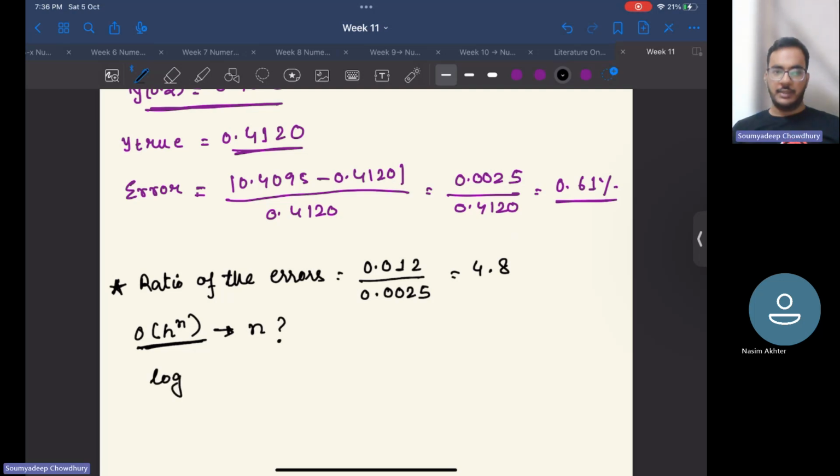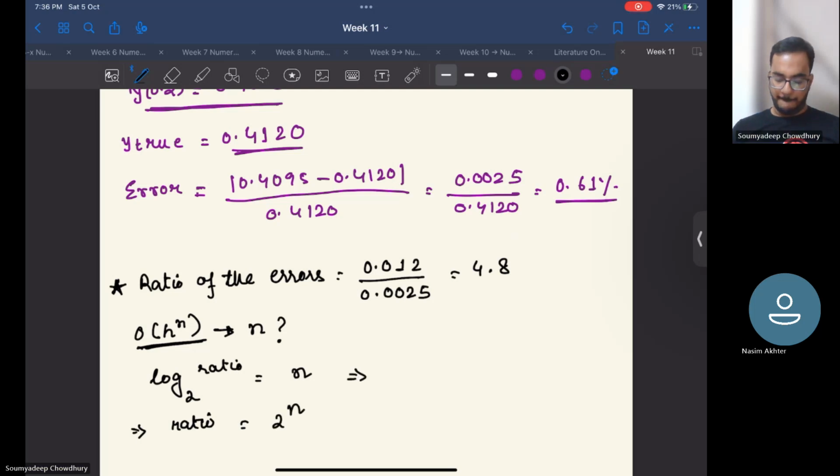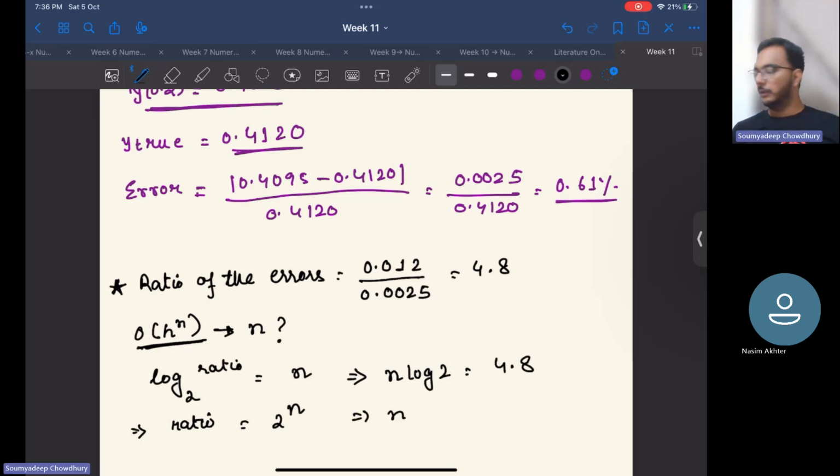While you take this logarithm, it is always to the base of 2. This is the thing you need to remember. Your ratio will be equal to 2 to the power n. So n log 2 will be 4.8. To find n from here, you will get n approximately equal to 2.2.